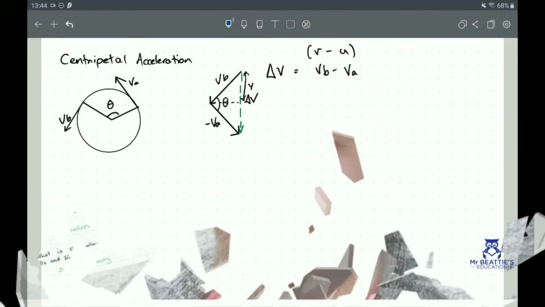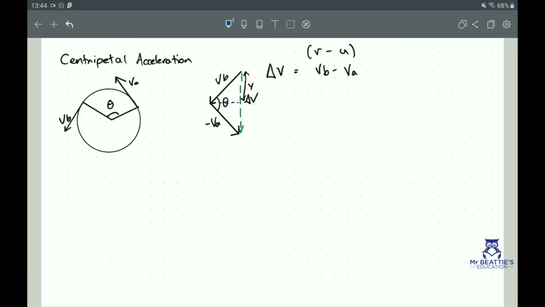Welcome to this video. What we're going to be looking at today is centripetal acceleration and centripetal force. The first thing we're going to do is take a look at this circle I've got drawn here. This circle represents an object which is moving around with a constant angular velocity of omega. That object's tangential velocity at different points will be represented by the two arrows VA and VB.